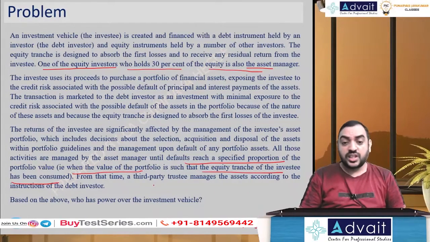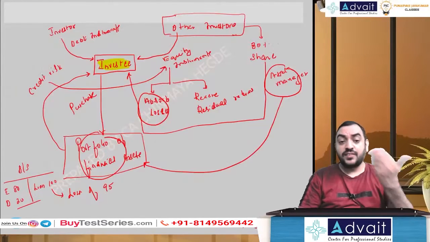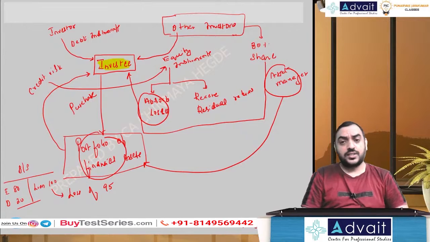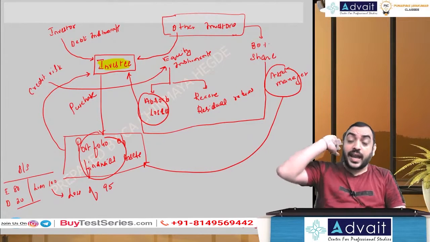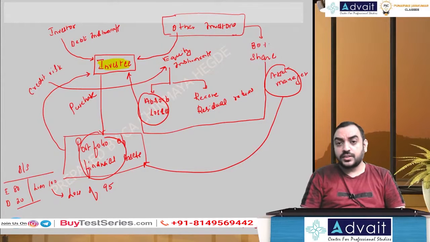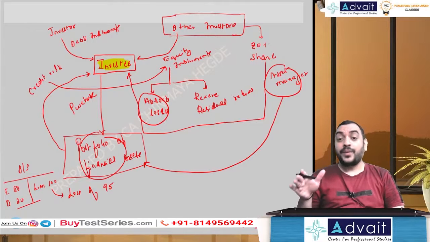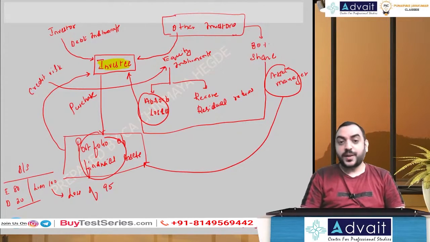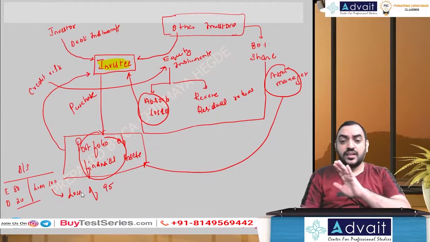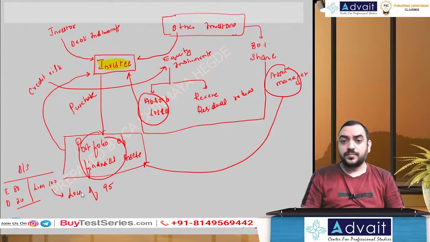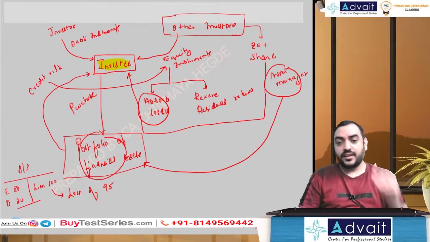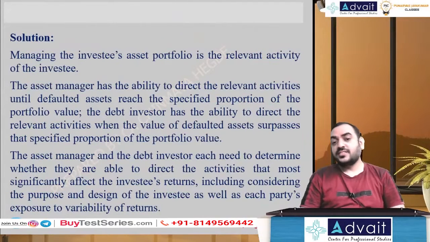In that case, the third party trustee acts according to the instruction of the debt investor. So the debt investor will appoint a trustee and he will take care of the operations. Until that extreme situation happens, the decisions regarding acquisition, disposal, maintenance are by the asset manager, who is having 30% share. I hope you got the structure of this, what they're trying to ask. Now let me read what the Institute has given as a solution.